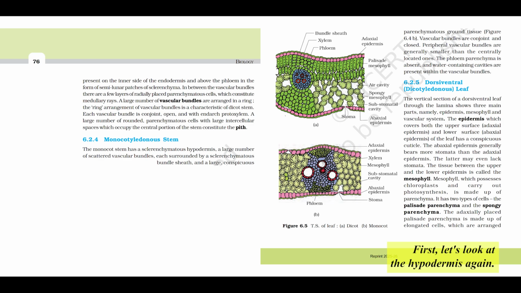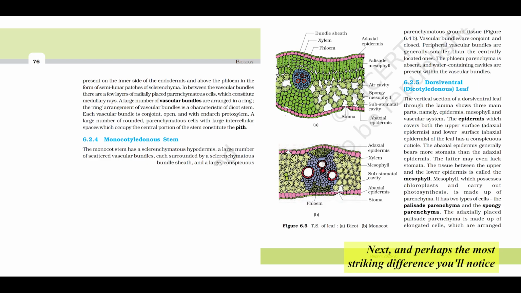First, let's look at the hypodermis again. Remember, the dicot stem's hypodermis was collenchymatous, for flexible support. Well, in monocot stems, the hypodermis is composed of sclerenchymatous cells. Sclerenchyma provides a more rigid, less flexible type of mechanical support. This is crucial for many monocots, which are often tall and slender like grasses or corn, needing to withstand wind without having much secondary thickening for support.